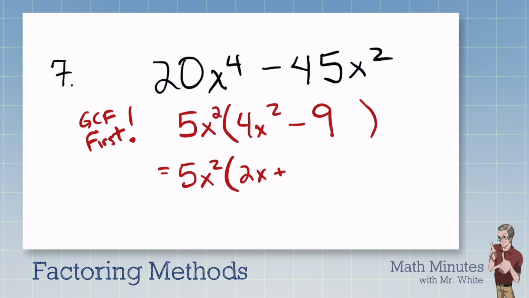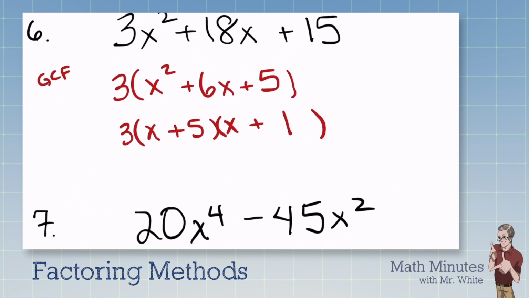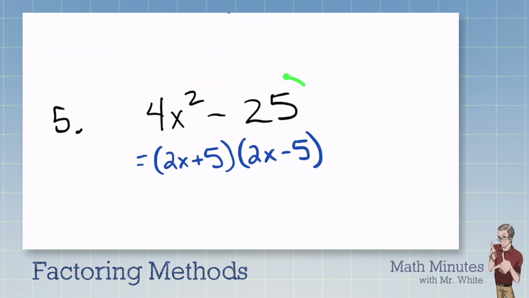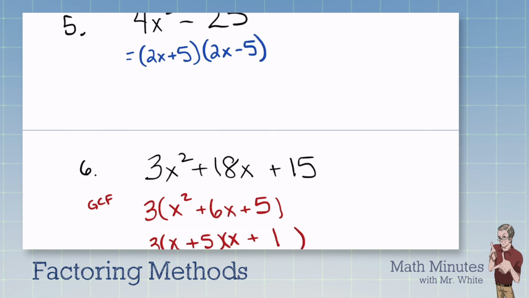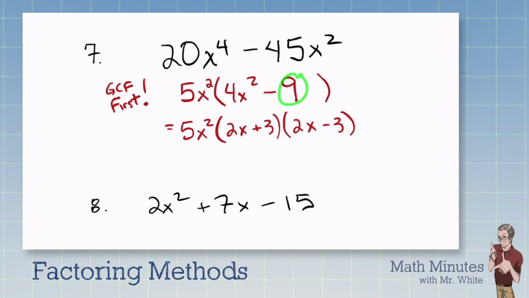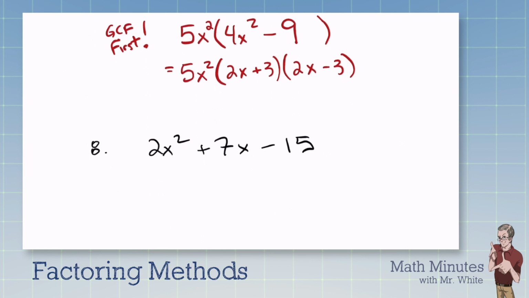2x plus 3, 2x minus 3. That was called a difference of perfect squares. So it factors into this pattern, 2x plus 3, 2x minus 3. And we did one like that a couple ago, right? 4x squared minus 25. That was very similar. 9 is also a perfect square, which is what this problem had in it. All right, so that was great. Now you might think, oh, I know everything.